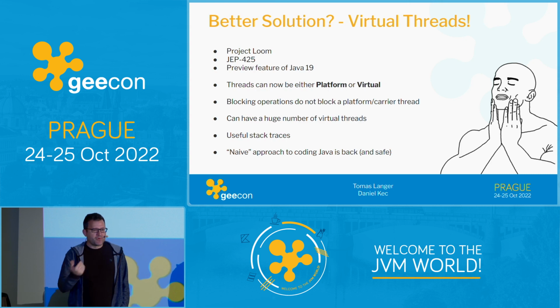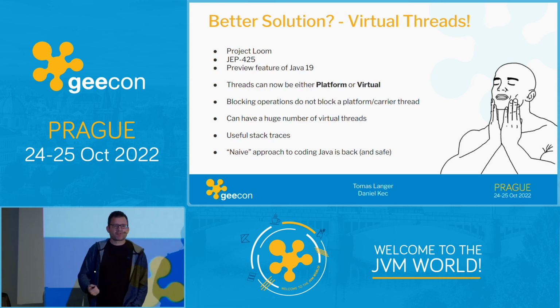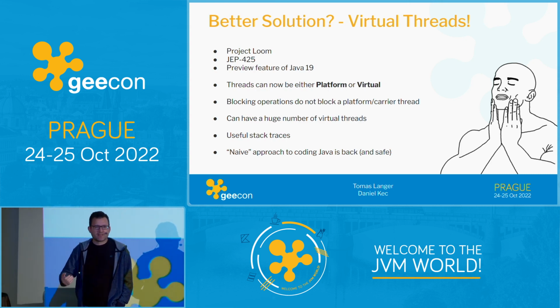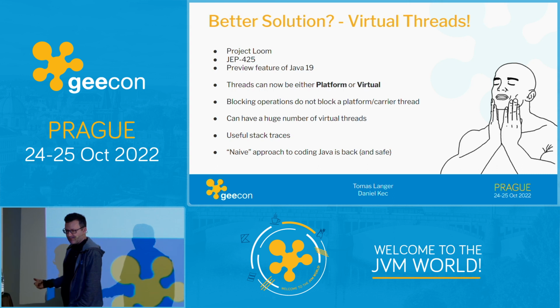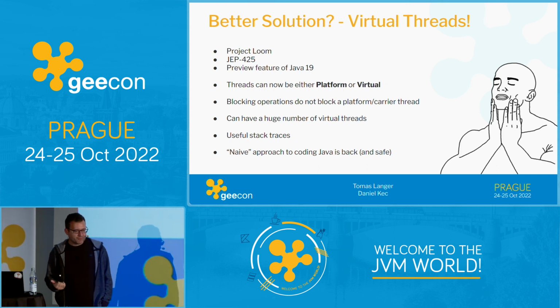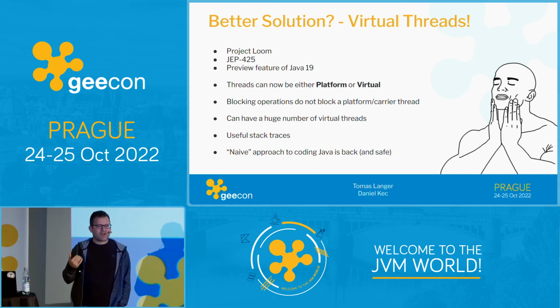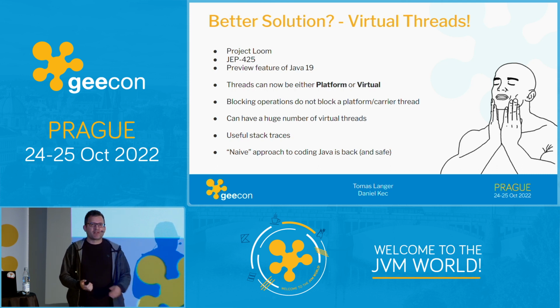So what do we want to do? We want to do this blocking. We want to use our try-catch blocks. We want to use for loops. We just want to use Java, right? And the solution for that is virtual threads. It's part of Project Loom, JEP 425, and it's finally available as a preview feature of Java 19.